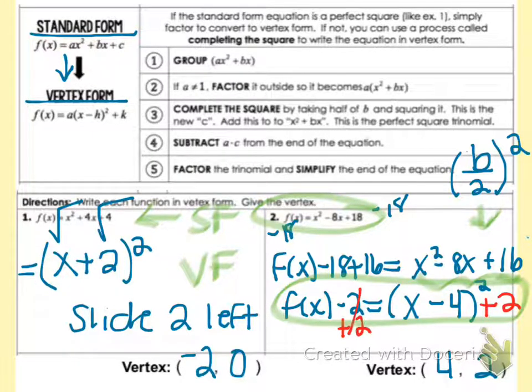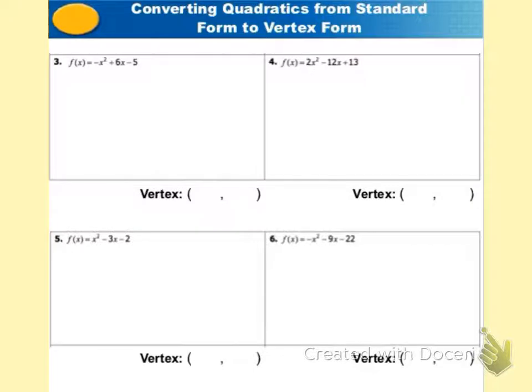Okay. So let's try another one. Okay, so I'm actually going to be looking at one that starts off with a negative x squared. So this time, a negative leading term on the x squared means this can't be a perfect square. So I know right away this is not a perfect square trinomial. So I'm going to have to try to go through this process again.